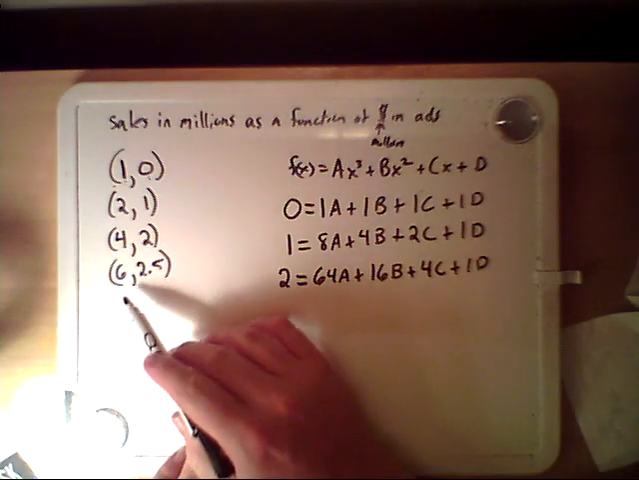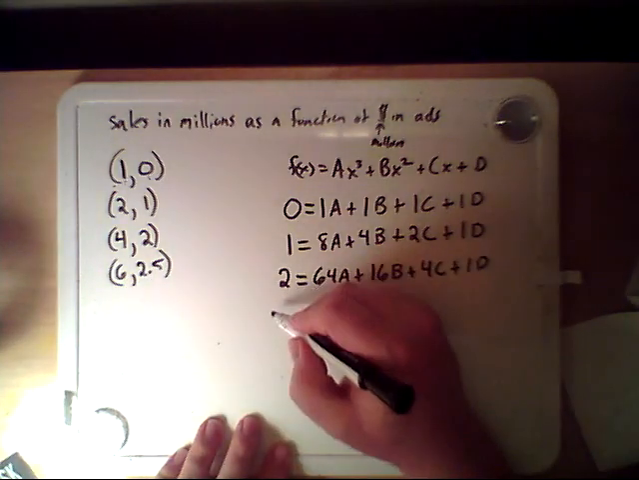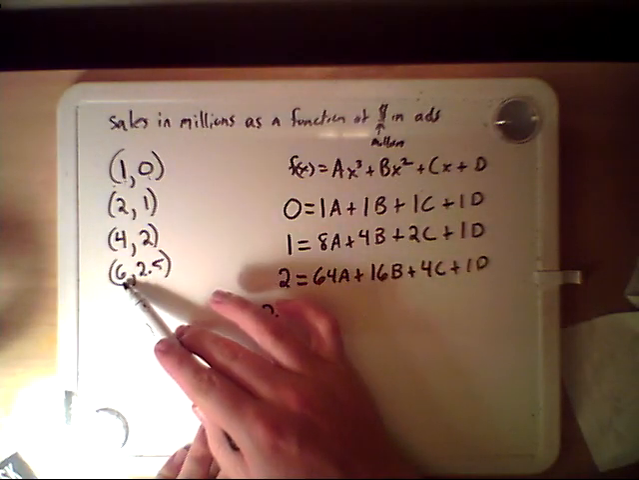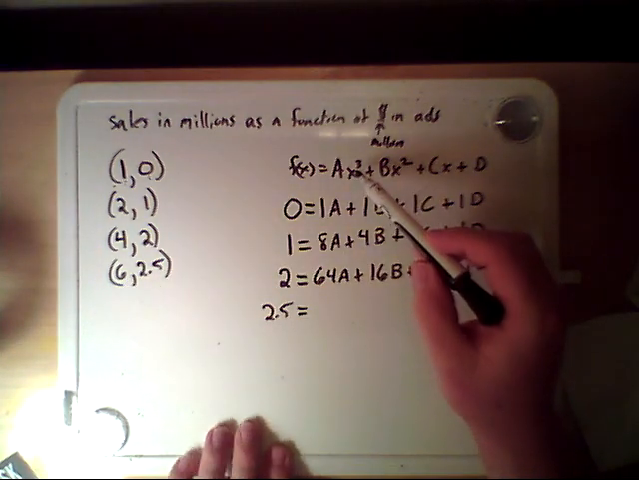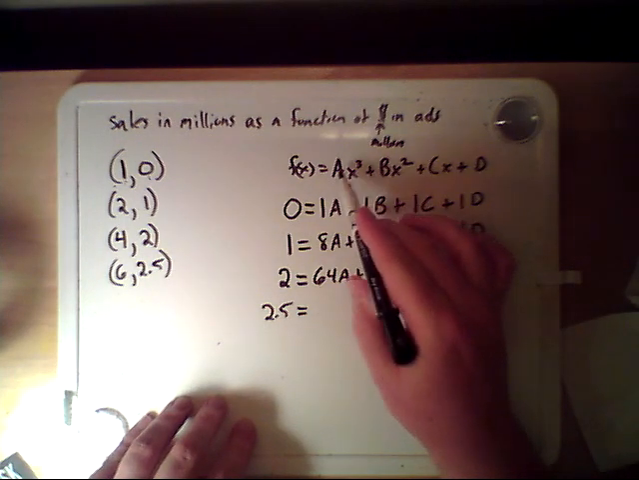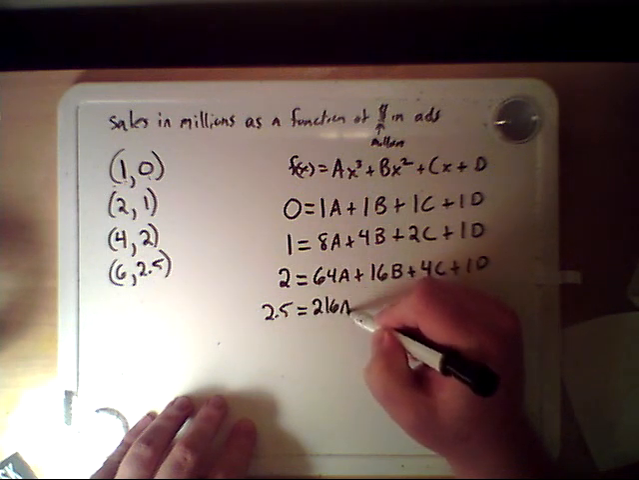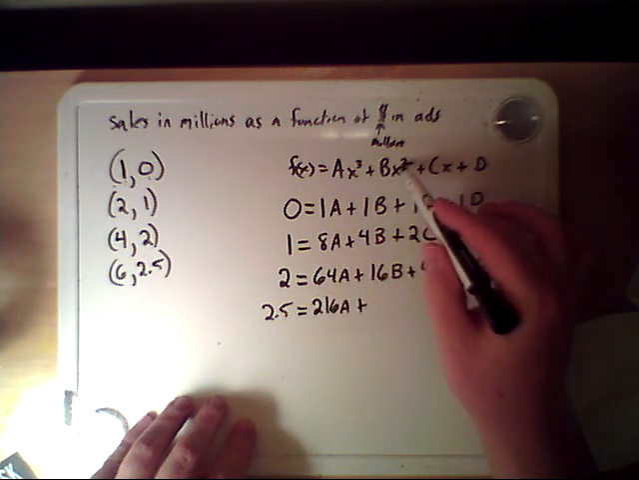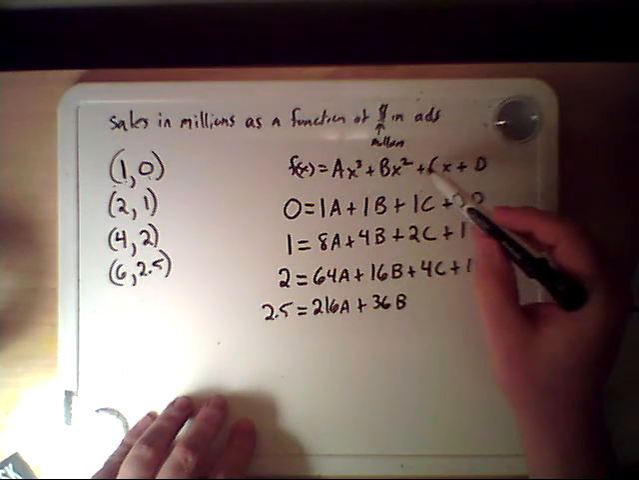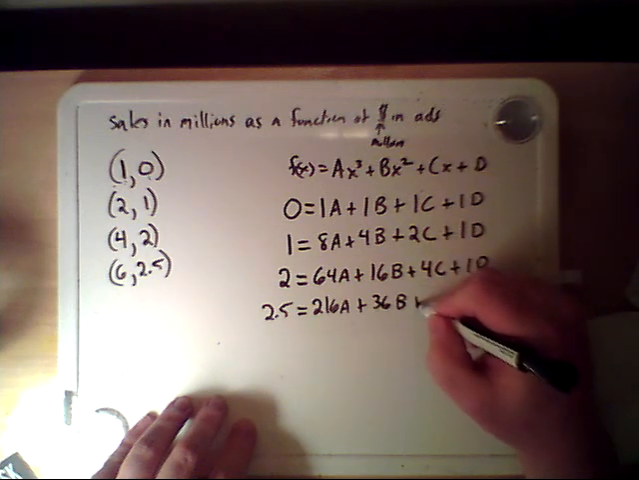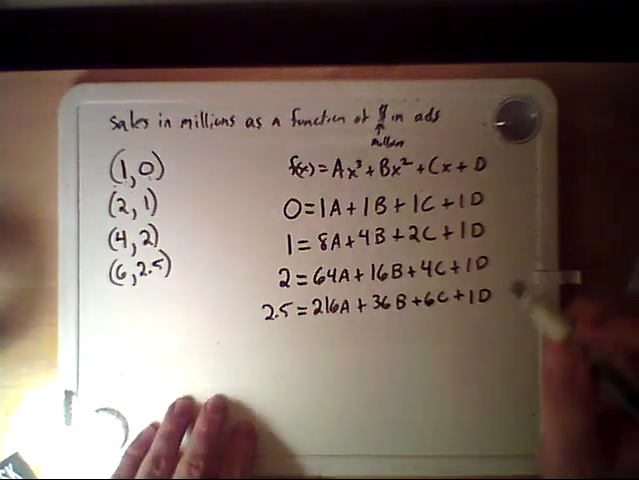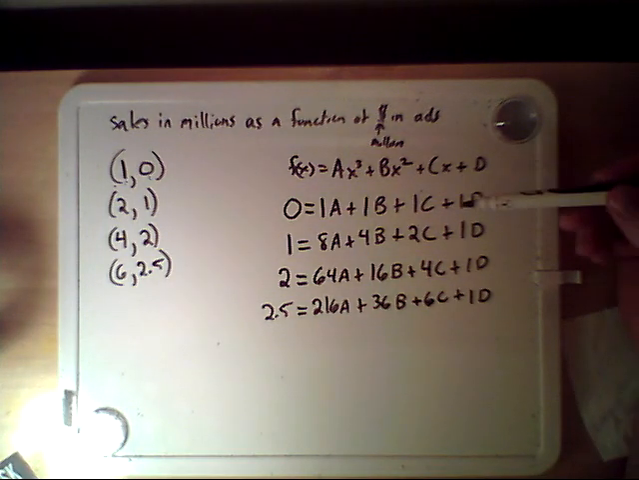Now, finally, we spent $6 million and sold 2.5 million units. That was the result of, okay, so every time we see an x, we're going to replace it with a 6. 6 to the third is 216. So it'll be 216 times a. Plus 6 squared is 36, so it'll be 36b. Plus c times 6, or 6c, plus 1d. Okay, so we're done with kind of the messy part here.